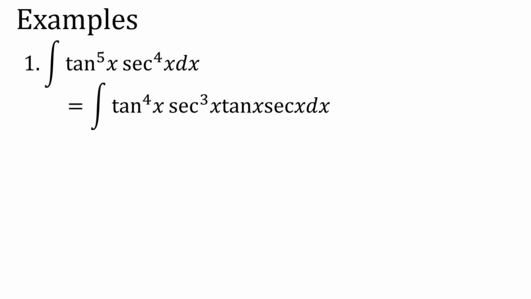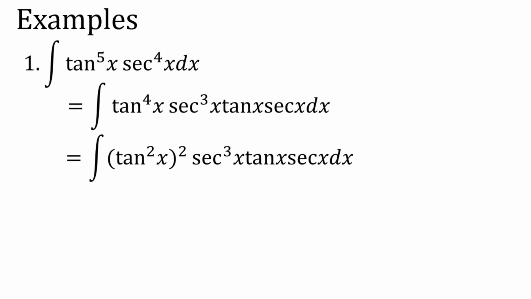So let us get one tangent x and one secant x from our given. That's why this will be equals the integral of tangent to the fourth x secant cube x tangent x secant x dx. As you can see, you are familiar with this tangent x secant x dx. You are familiar with secant x tangent x dx. So let us just interchange the position.